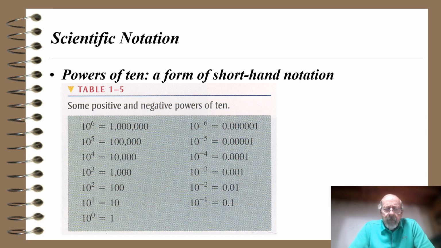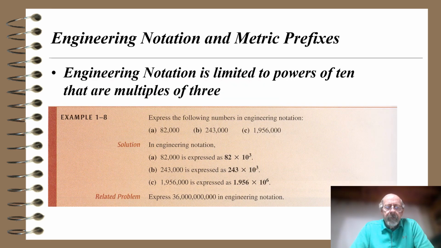On the right hand side we have 10 to the minus 6, which is a millionth. 10 to the minus 5th is 1/100,000. 10 to the minus 4th is 1/10,000. 10 to the minus 3 is 1/1,000. 10 to the minus 2 is 1/100th. And 10 to the minus 1 is 1/10. So we like to use powers of 10 as a shorthand notation for those numbers.